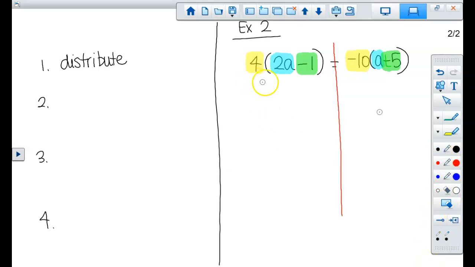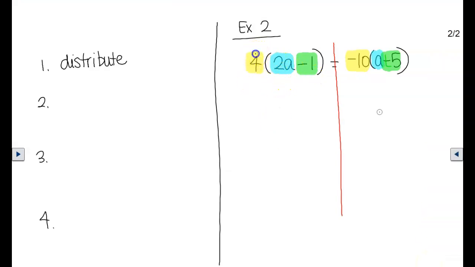So 4 is going to get multiplied by both members of this group. First up, 4 times 2a. 4 times 2 is 8, so that becomes 8a. And then 4 times negative 1 is negative 4. So 8a minus 4. On this side, both members of my group are going to get multiplied by negative 10. So I do negative 10 times 1a. Negative 10 times 1 is negative 10a.